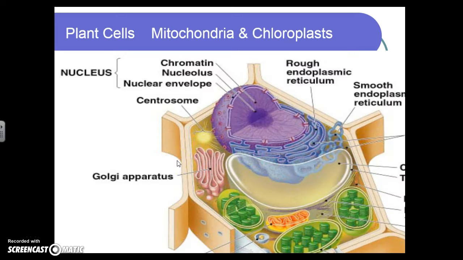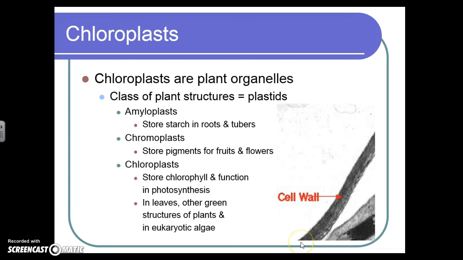Now we get into the plant cells, where we're going to talk about the chloroplasts. Okay, chloroplasts are the plant organelles. Plastids include amyloplasts, which are there to help store starches. You find them in the roots. The chromoplasts store the pigments, and chloroplasts are the main structures that we utilize, and these are going to be found in the leaves.